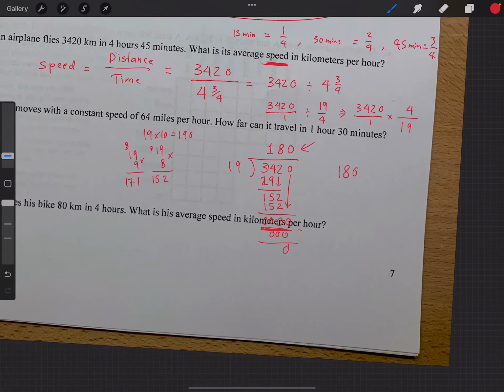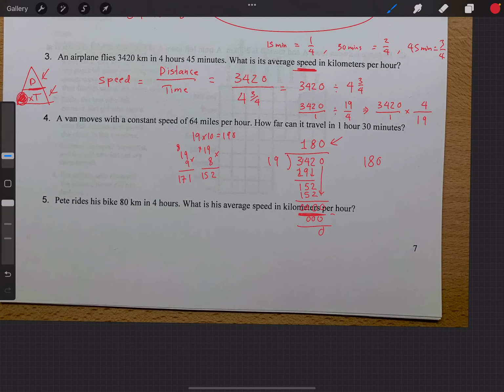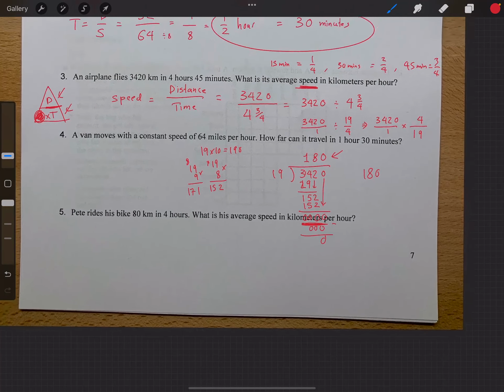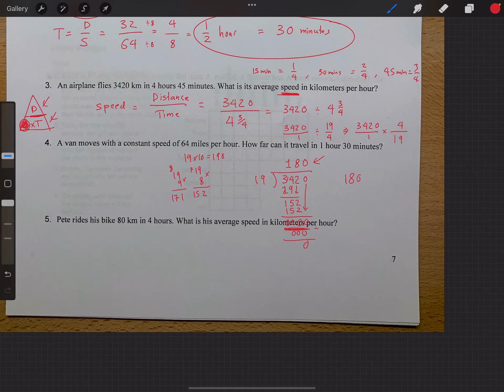Hold on, let me see how far we're doing in the question. Oh, wait. It says the speed. Okay, we're not done yet.